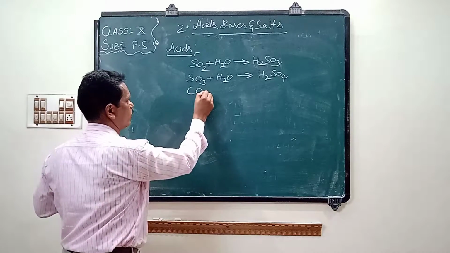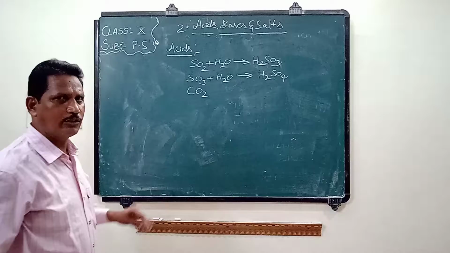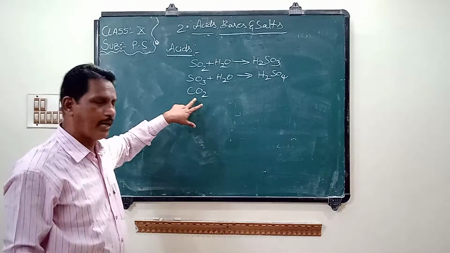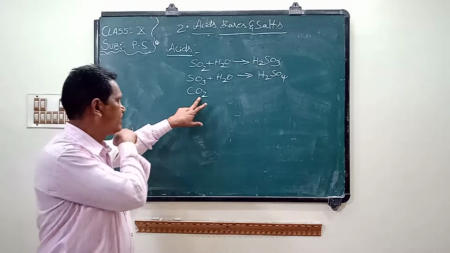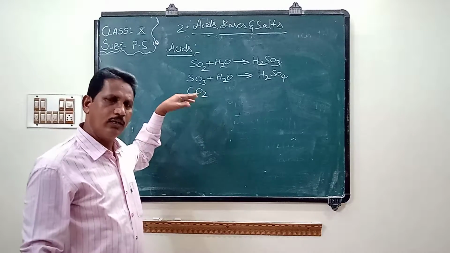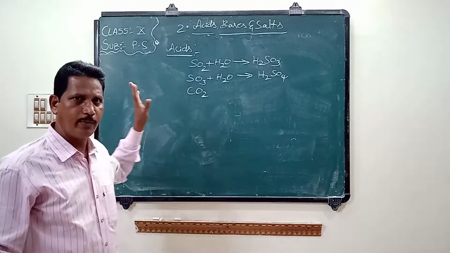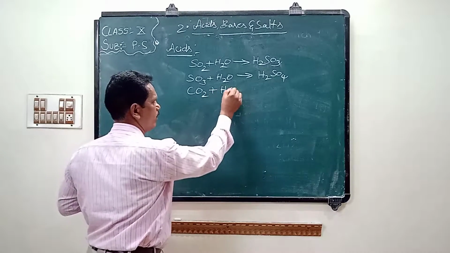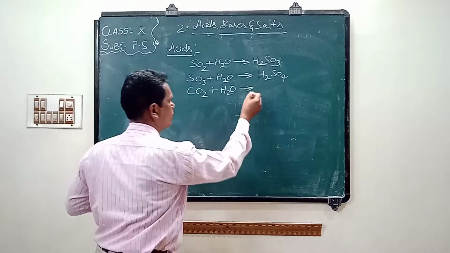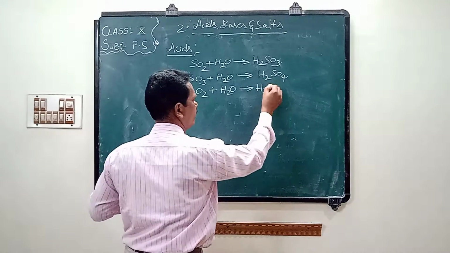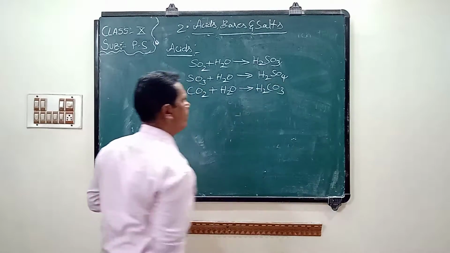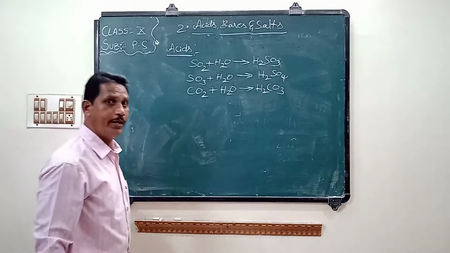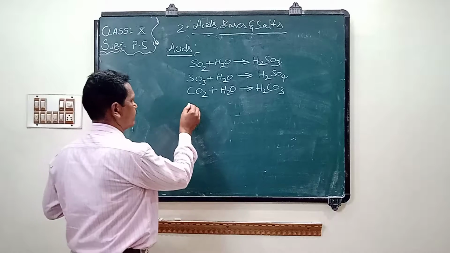CO2, carbon dioxide. It is also a non-metallic oxide. Carbon is a non-metal. It reacts with oxygen to form carbon dioxide, a non-metallic oxide. Dissolved in water, H2O, to form H2CO3, carbonic acid. Next one.